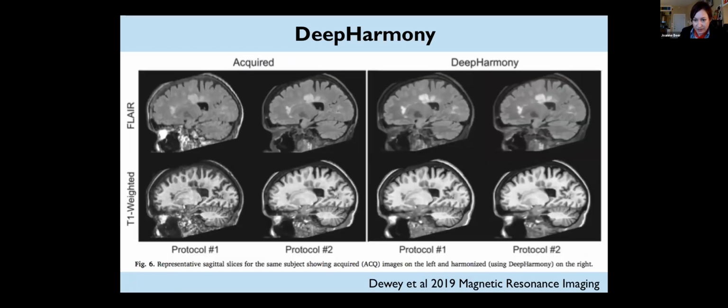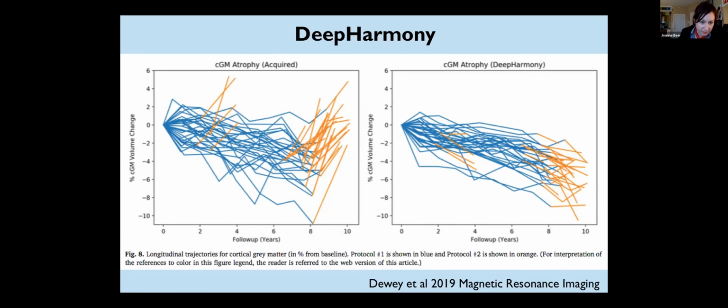And then after they did this harmonization, they did some segmentation, I guess, to get these volumes. And you can see that after DeepHarmony was applied on the right, the trajectories look much more harmonized.